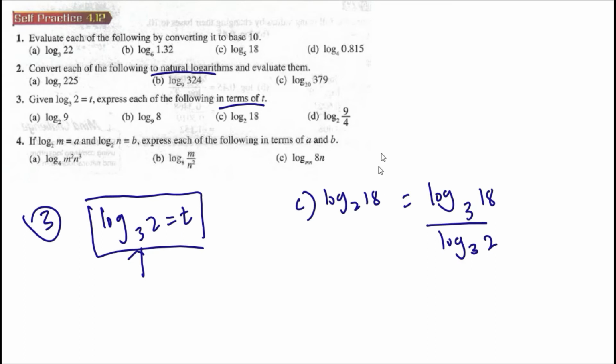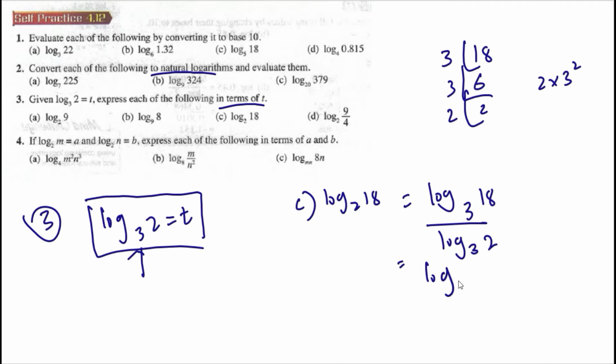So for c, log 2 18. Base 3, log 3 18, back, over log 3, front. If you don't know what makes 18, we can do factors: 18 divided by 3, you get 6, divided by 3, you get 2. So you know 2 times 3 squared. So log 3 of 2 times 3 squared, over log 3 2.